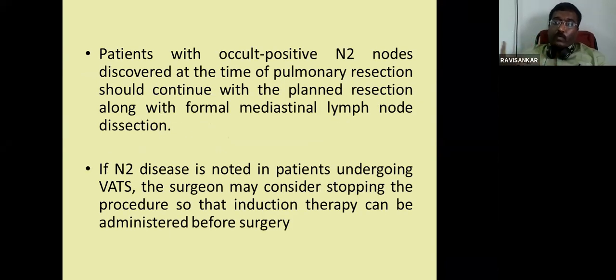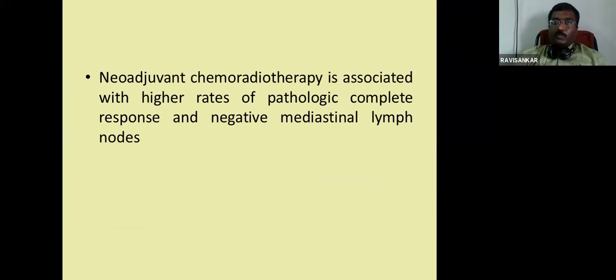You have opened the chest. Now you are finding an N2 node. If you open the chest and you can resect it, do a formal lymph node dissection. You could not identify the N2 node preoperatively, so you have opened the thorax, and now you are finding it. Then you can do that. But if you're not undergoing that, then you don't have to worry about morbidity. You can just close it and come back, and then you can give preoperative therapy, and then you can go and operate. So always, to avoid these complex situations, use your maximum efforts to find out the N2 nodal disease preoperatively.